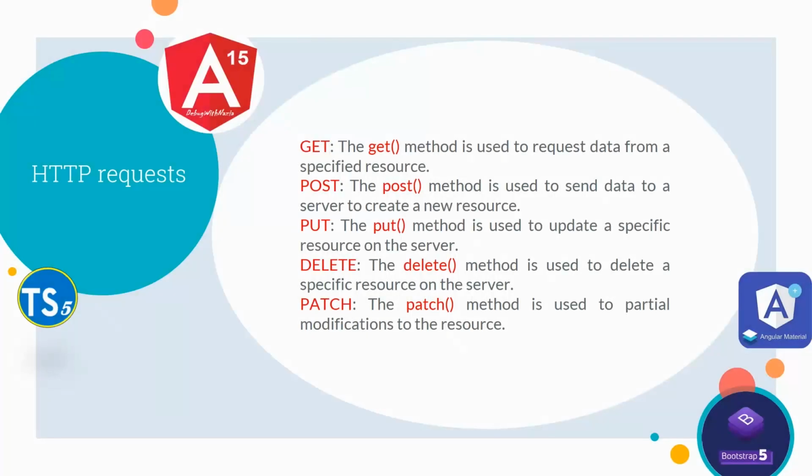Now we have different kinds of HTTP requests. First is GET. The GET method is used to request data from a specified resource. Second is POST. The POST method is used to send data to a server to create a new resource. And third is PUT. The PUT method is used to update a specific resource on the server. Then there is DELETE. The DELETE method is used to delete a specific resource on the server. And last is PATCH. The PATCH method is used to make partial modifications to the resource.